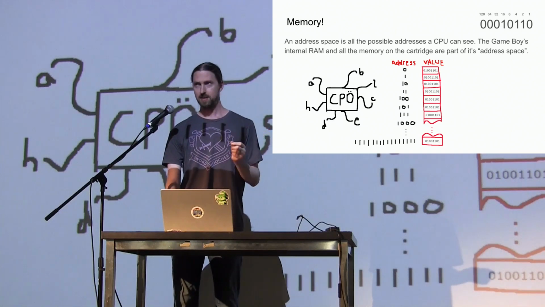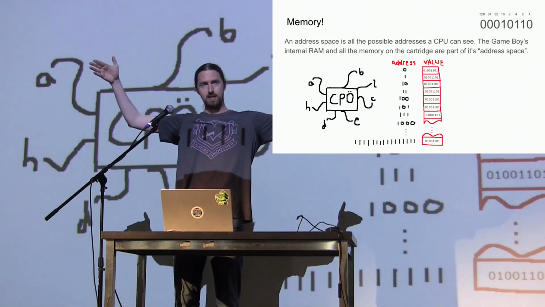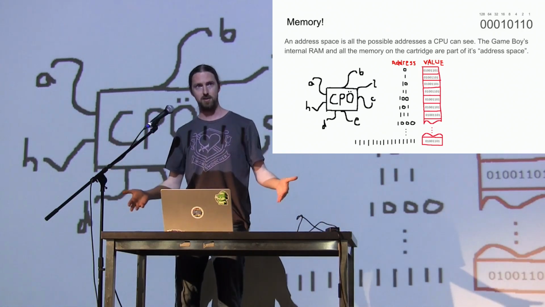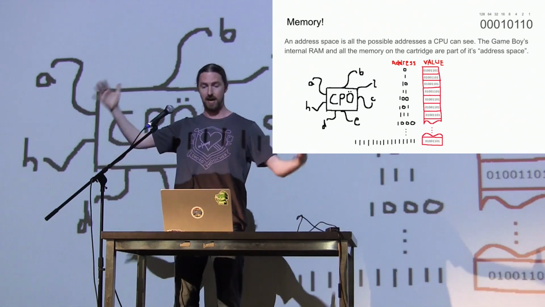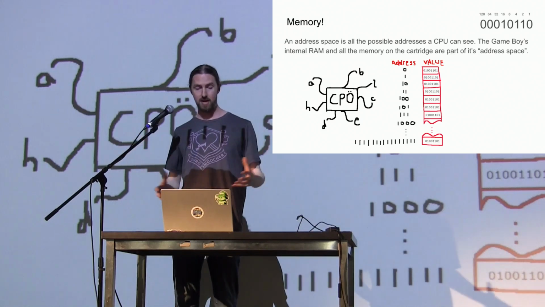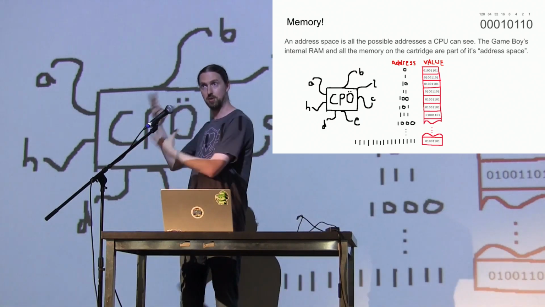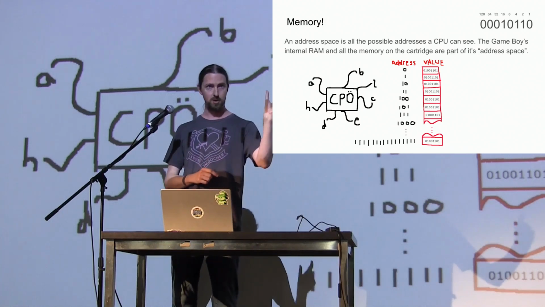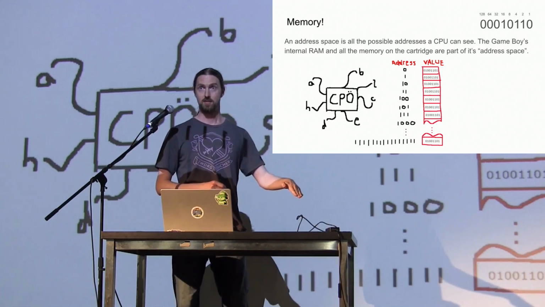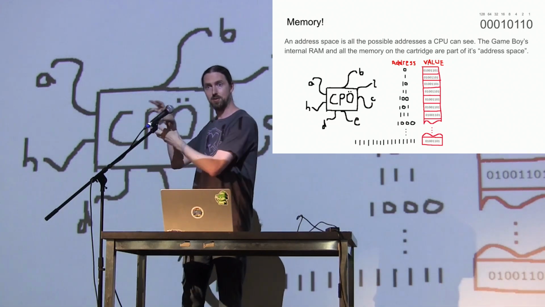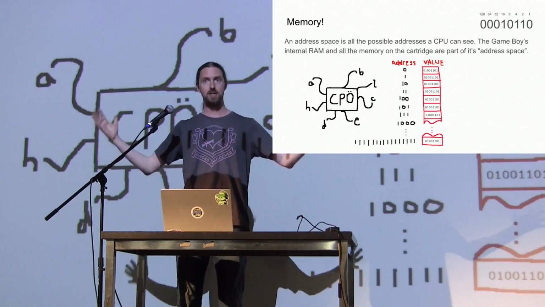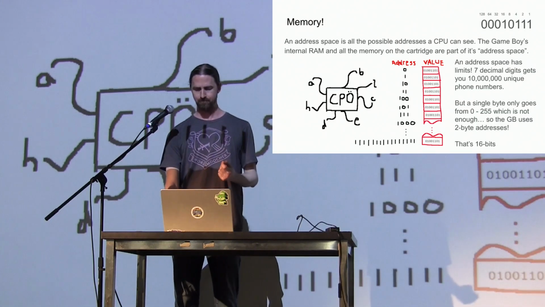The address space is like all of the possible addresses that a CPU can know about. Different CPUs have different kinds of address spaces. The Game Boy has all kinds of little bits, right? It has internal RAM, and it has the cartridge. And the Game Boy cartridge is just a list of bytes, and the Game Boy internally is just a list of bytes. And they all have addresses that are inside of that big address space.